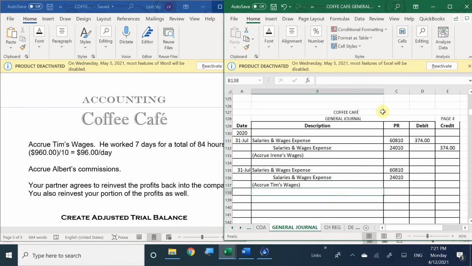Okay, let's take a look. The first thing we have here is that he's going to be able to collect $96 per day, and it says here that he worked a total of 7 days. So in this case, I can easily calculate 96 times 7, which gives me a total amount of $672 to accrue.